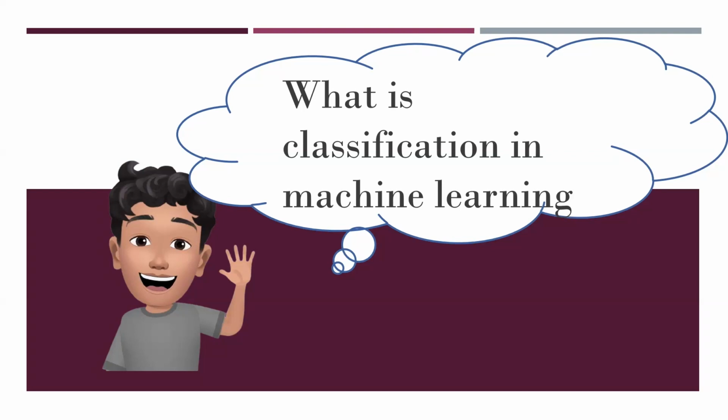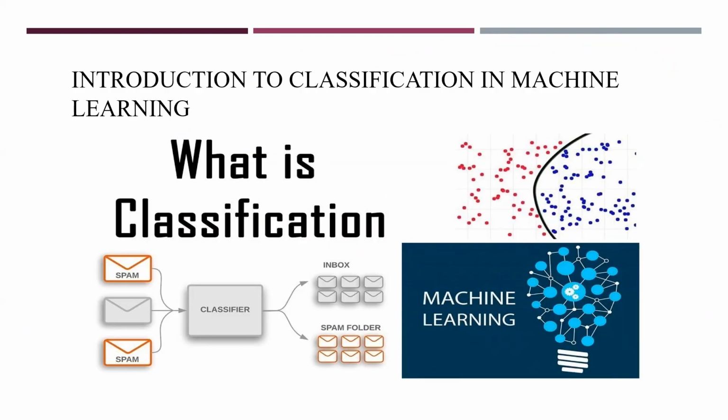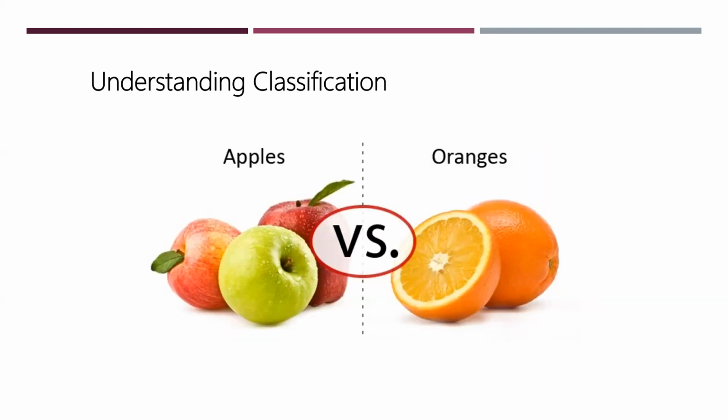But before we begin, let's quickly understand what classification is and why it is essential in machine learning. Classification is a type of supervised learning where the goal is to categorize data into predefined classes or labels. It is widely used in various applications, from spam email detection to medical diagnosis and sentiment analysis on social media.